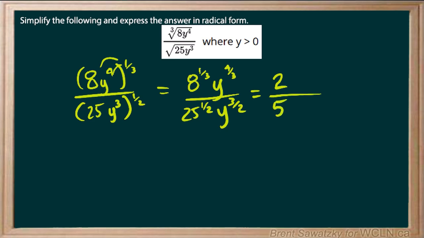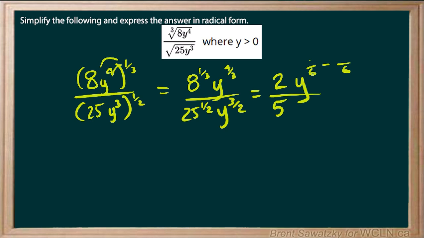And then with the y, what we're going to do is we have the same base and we're dividing, so we want to subtract the exponents. So let's talk about the subtraction of that. And so we are looking at common denominators here. And we have a 3 and a 2, so a common denominator of a 6 would work nicely.